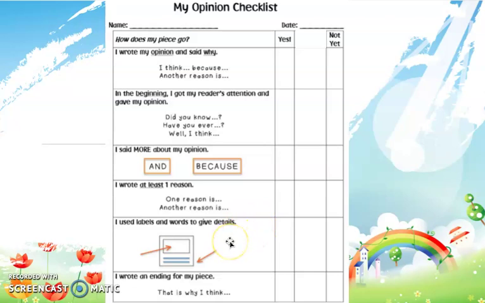Number 5. I use labels and words to give detail. Make sure you have picture and label both. And the last point is, I wrote an ending for my piece. It's a conclusion sentence. 它是一个总结句. And it restates your opinion. For example, that's why I think dog is the best pet. And if you think you have it, you check yes. If you don't have it, you check not yet.